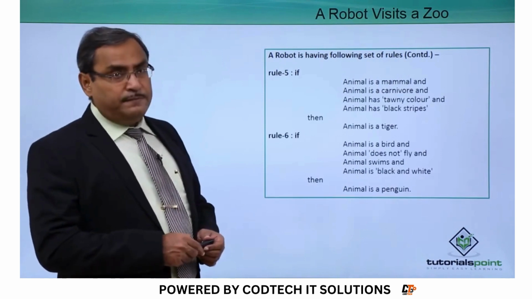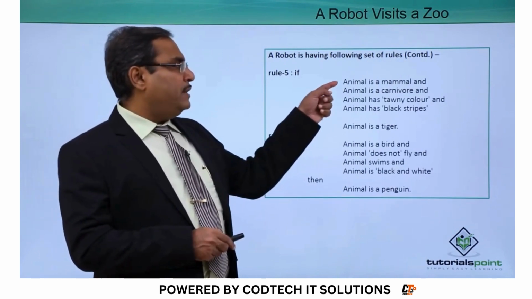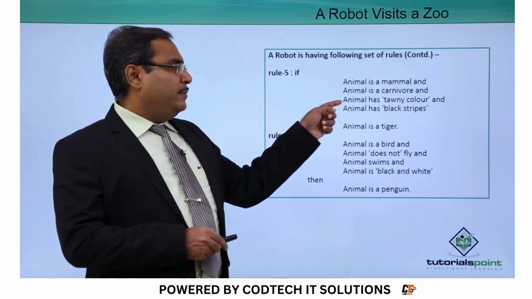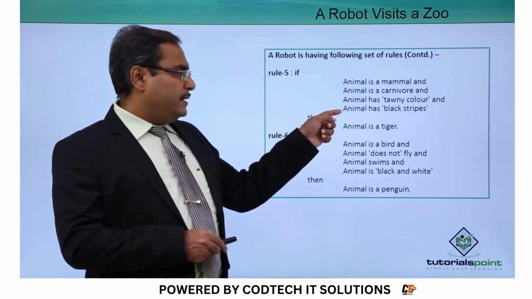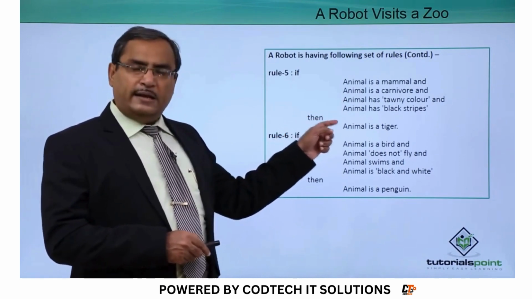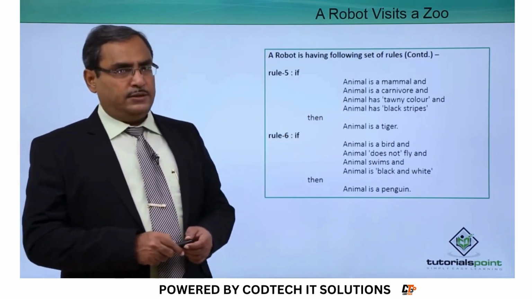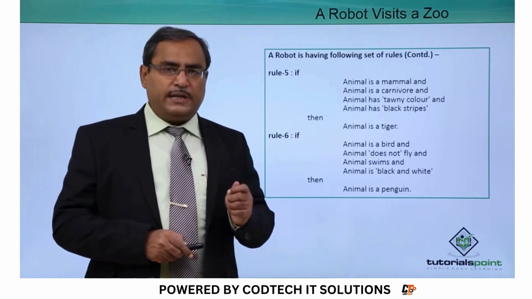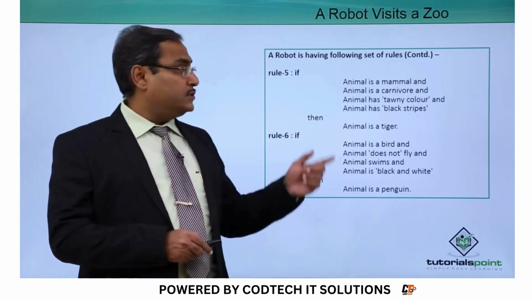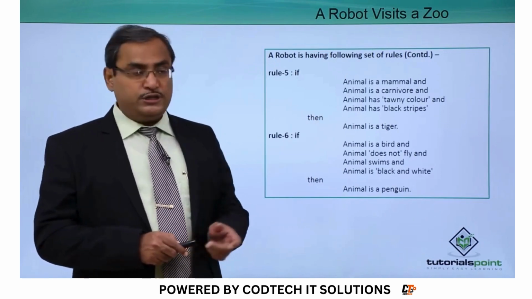Rule number 5: if the animal is a mammal and the animal is a carnivore and the animal has tawny color and the animal has dark stripes, then the animal is a tiger. So we infer that the animal visited by the robot is a tiger. So here are the respective conditions.